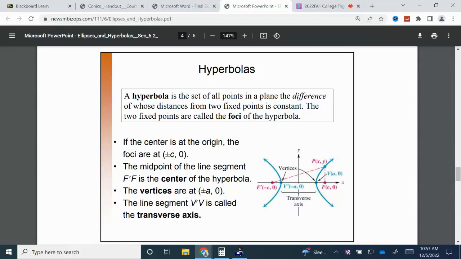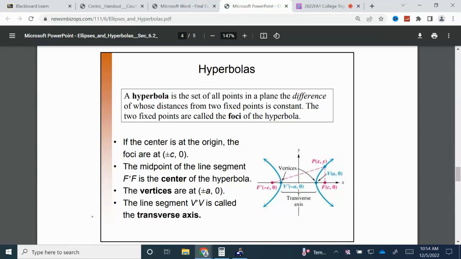If we were to take a point on our graph, this point x comma y, and draw it to one of the focus points, and then drop a perpendicular to another focus point, we can take a ruler and measure this distance. We take the same ruler and measure that distance. When we subtract the two distances, we get a value. That value is the same no matter where the point is on our curve.